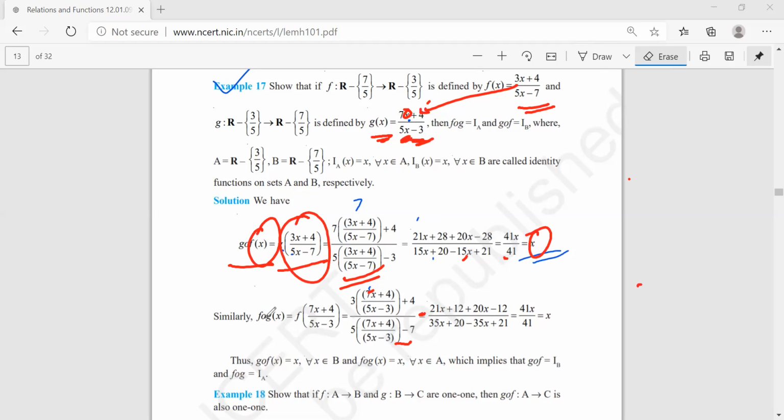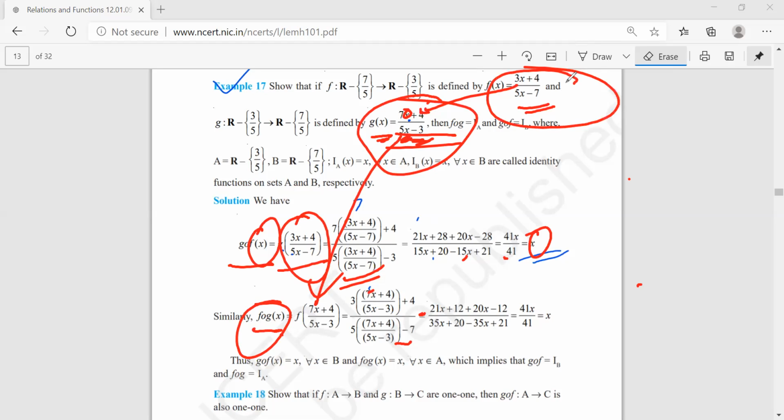Fine. Similarly, do f of g of x. In f of g of x, what is my g of x value in the question? 7x plus 4 by 5x minus 3. This particular thing, pull it down here. And what is my f of x value? F of x value is this one. Correct? In this, in place of x, 3x is there, right? In that x place, I have to put 7x plus 4 by 5x minus 3. That function I have to put. Again, I'll get x as the answer. If I get the same value, then those functions are called identity functions. Is it clear for everyone?